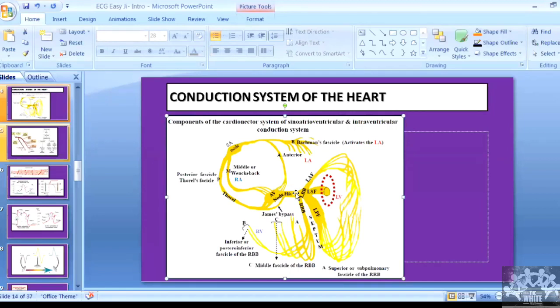Whenever there was a James bypass tract, classically we used to say there is no delta wave, but just a short PR interval with a normal QRS. But now the presence of the James pathway itself is debatable. So this was initially there. Now many of the books don't mention the existence of Lown-Ganong-Levine.